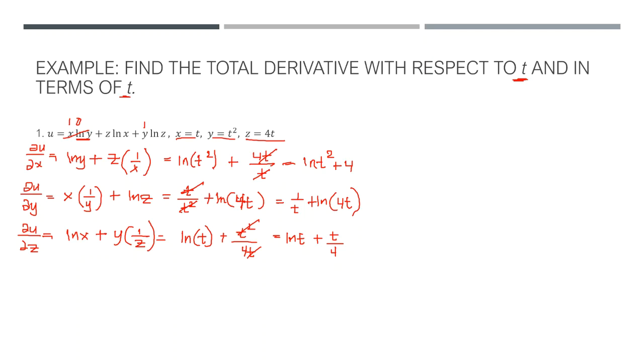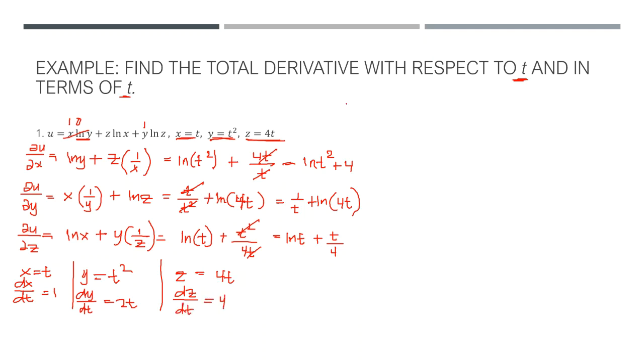Okay, so after we got the partial derivatives of our equation, we also need to find the derivatives of x, y, and z. So from here, our x is equivalent to t, so the derivative of x with respect to t is just equivalent to 1. For y, we have t squared, and the derivative of y with respect to t is equivalent to 2t. And for z, we have 4t, and the derivative of z with respect to t is equivalent to 4.